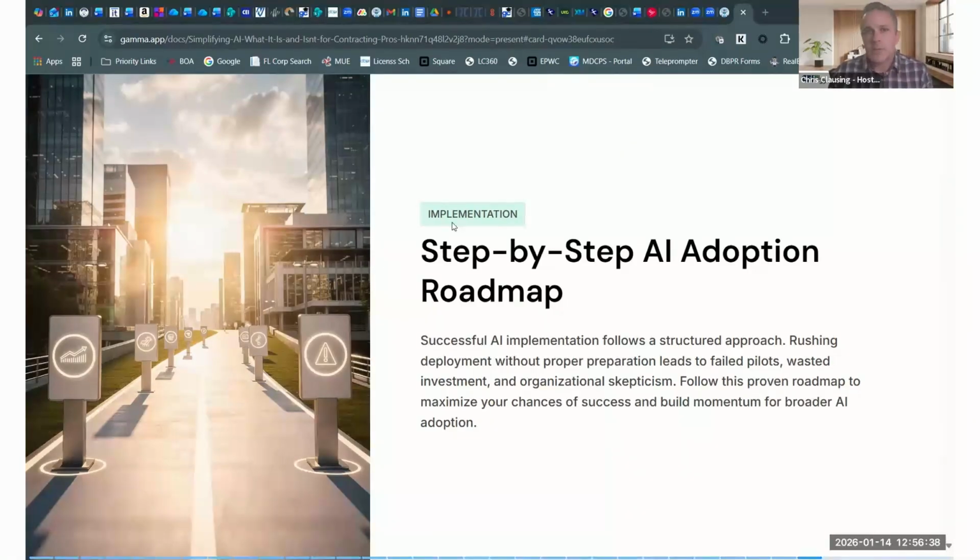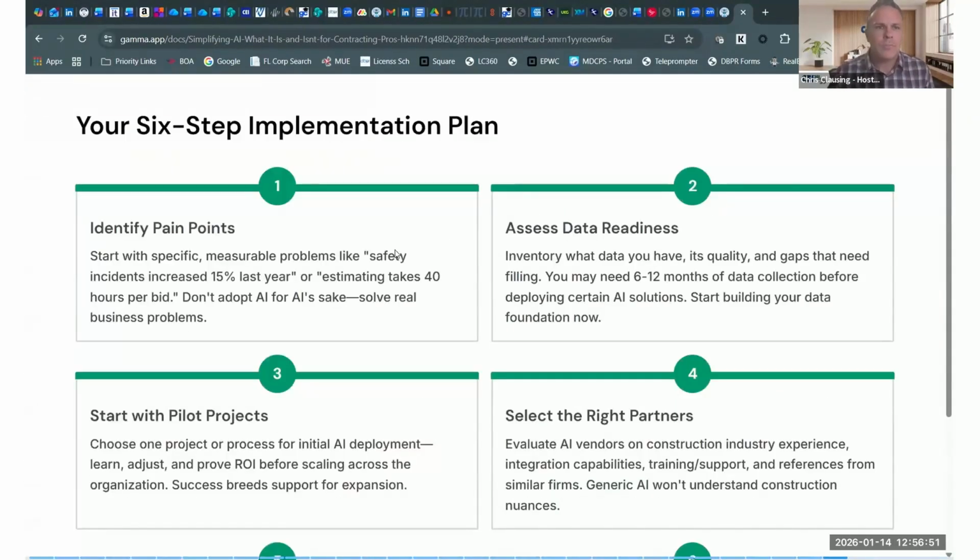But really want you to have this AI adoption roadmap. So this will be something specific to your business. What is it that you want to do? How do you want to implement this? So you want to have a successful implementation for whatever AI solution that you choose. So these are just some things to think about with your implementation plan. So you want to identify your pain points, which we talked about. What are the most pressing things that we want AI to solve for us?